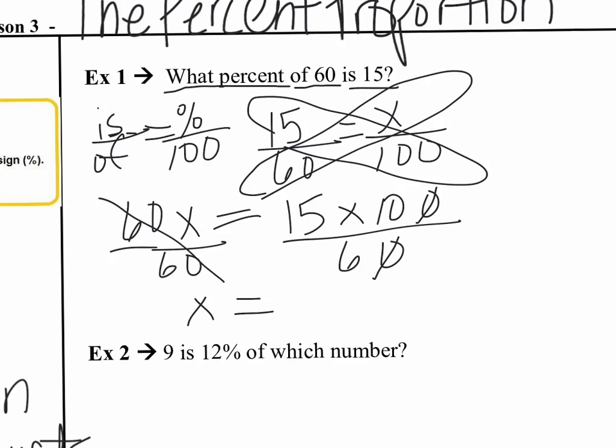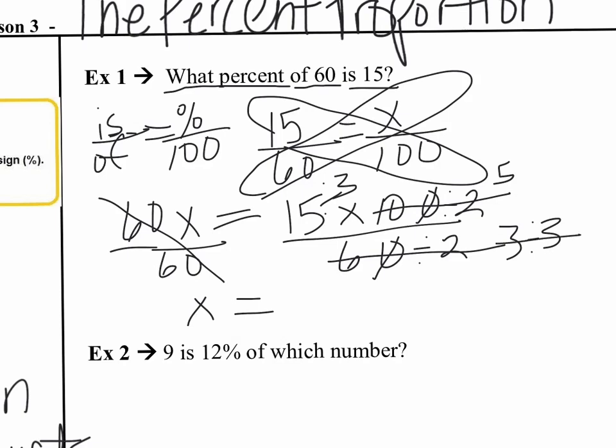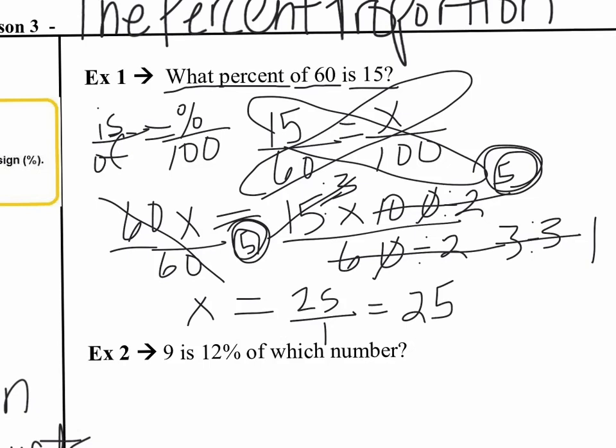The even numbers? Okay. 6 divided by 2 and 10 divided by 2. 6 divided by 2 is 3. 10 divided by 2 is 5. Now, 3 divided by 3 and 15 divided by 3. 3 divided by 3 is 1, and 15 divided by 3 is 5. That leaves you with a 5 here times the 5 here. 5 times 5 is 25 over 1, which is equal to 25. X on the first problem is equal to 25, because you're looking for a percent, per cent. 25%.